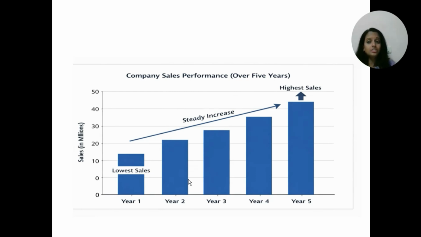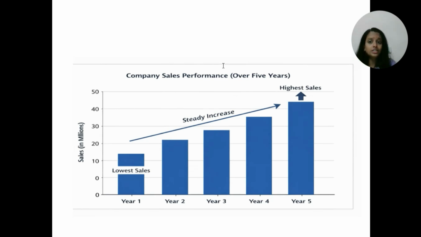In year two, there is a noticeable rise to around 22 million, followed by a steady increase to nearly 28 million in year three. This upward movement continues in year four, where sales reach about 35 million. The most significant growth can be seen in the final year, year 5, where the sales peak at approximately 45 million, marking the highest value across the entire period. So, this shows a strong and continuous improvement in performance over time.